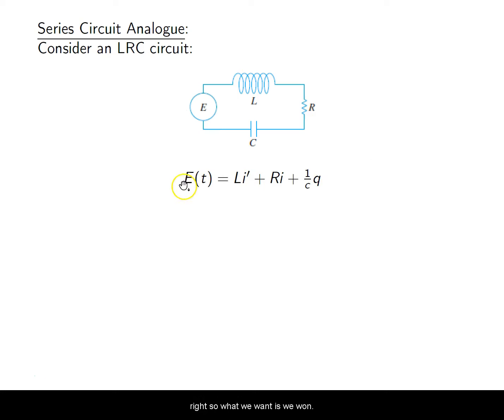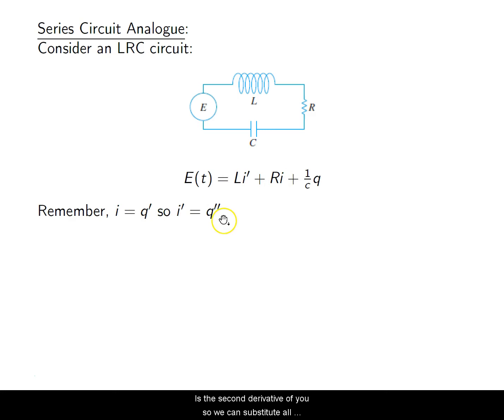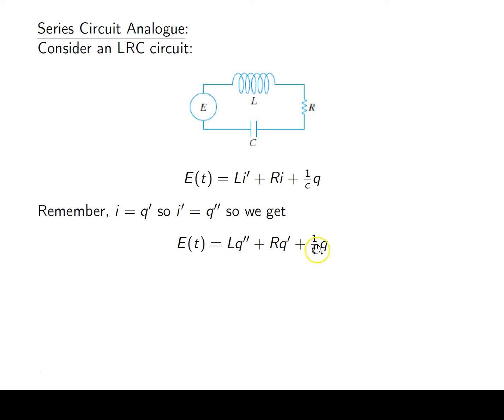So our variable here is Q. What we're basically trying to solve is Q. So let's change everything into terms of Q. I is the same as Q prime, so this will turn into Q prime, the derivative of Q. I prime is the second derivative of Q. So we can substitute all of that into our system. And now we have a second order DE, everything in terms of the charge function.